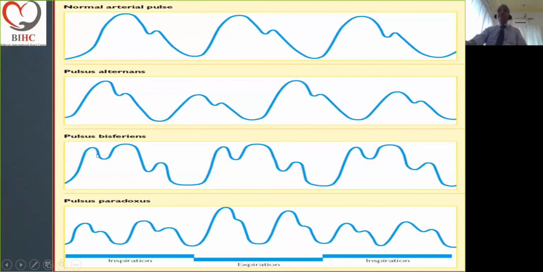And in pulsus bisferiens, the tidal wave has become prominent. And then you have the dicrotic wave. So in every pulse, you feel the two beats, classically seen in chronic severe AR or AS plus AR. And pulsus paradoxus is a more slow process. In inspiration, the traces show that the pressures are low, and in expiration, the pressures are high.